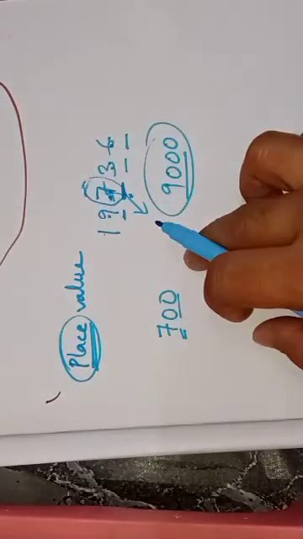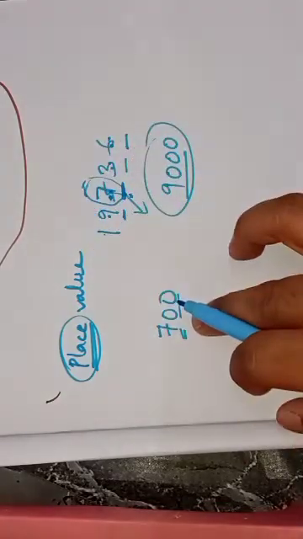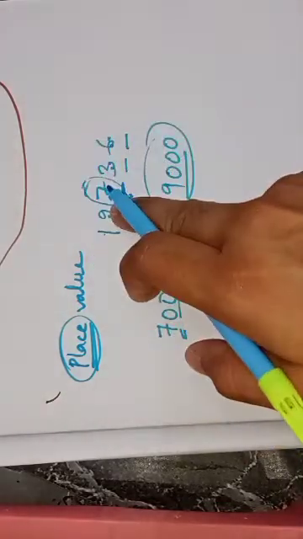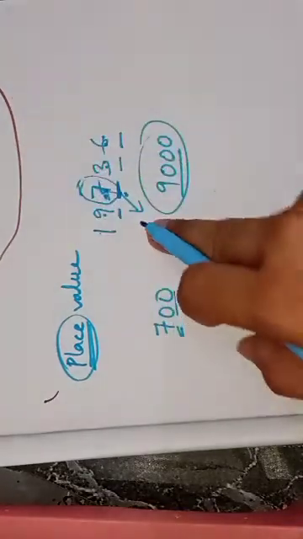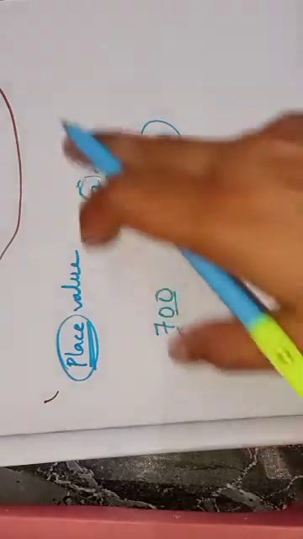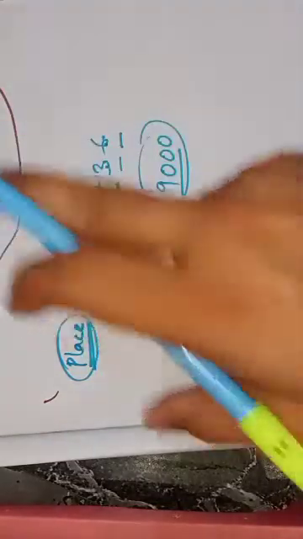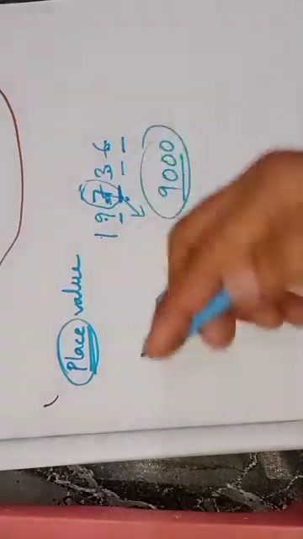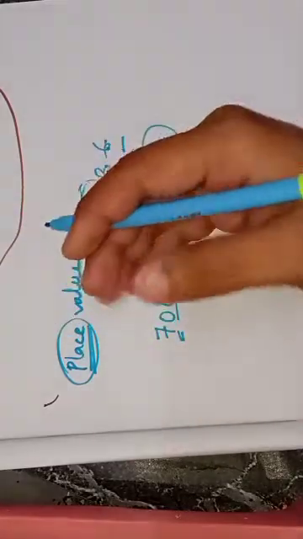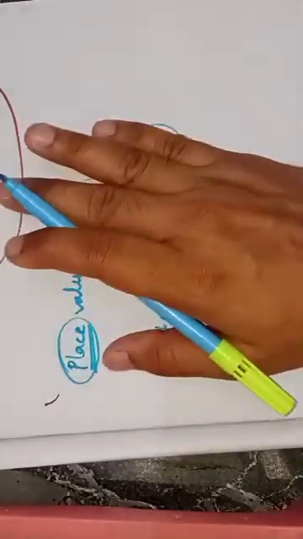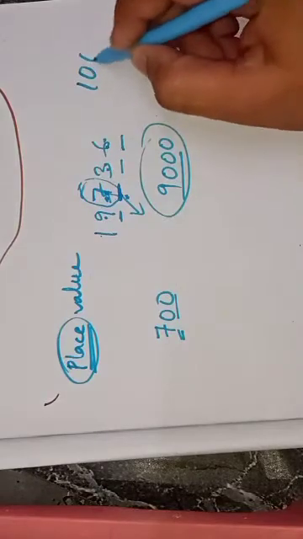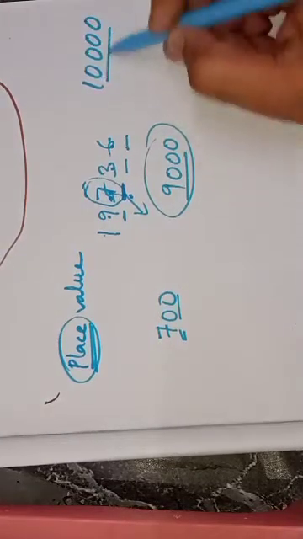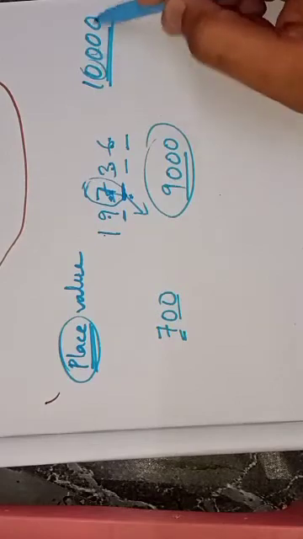So you have to write the digit along with the number of zeros of the place value that digit belongs to. If it belongs to the 100th place, you have to write that digit along with 2 zeros. If it belongs to the 1000th place, you have to write 9 along with 3 zeros, because 1000 has 3 zeros in it. Similarly, if it belongs to the 10,000th place, you have to write that digit along with 4 zeros, because 10,000 has 4 zeros, and so on.